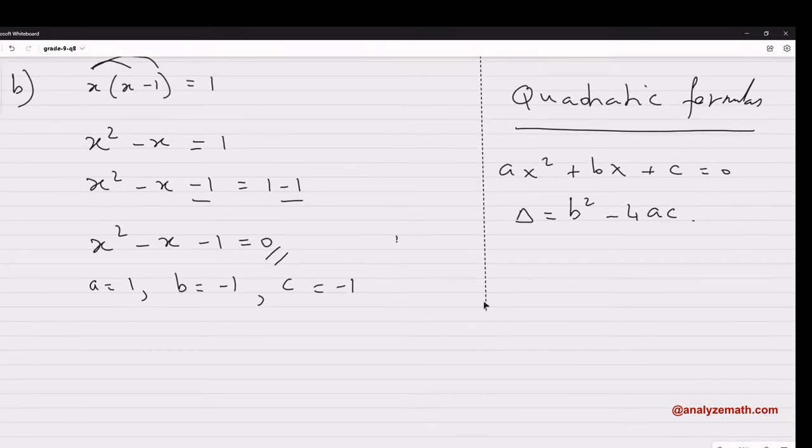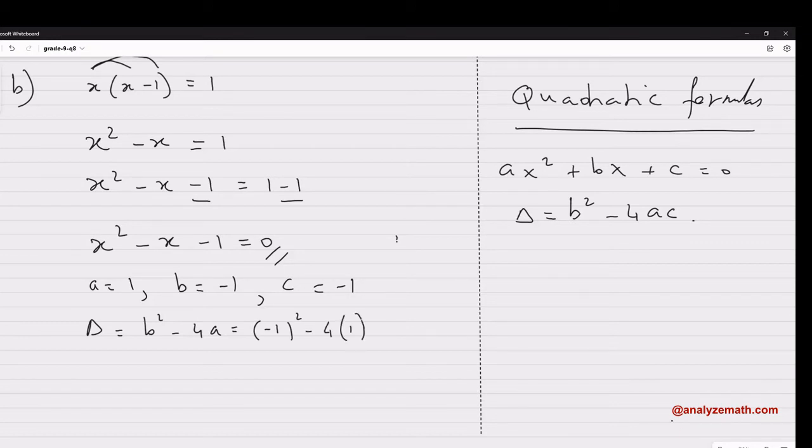Now let's continue. So let's find our discriminant. Delta equals b² - 4ac, b is equal to negative 1 squared minus 4, a equal to 1 and c equal to negative 1. When we simplify all this, it's going to give me 5. Now let's go here and put the formula of the solutions. Quadratic formula. It's given by negative b plus or minus the square root of the delta, the discriminant, divided by 2a. So let's go here and apply it.